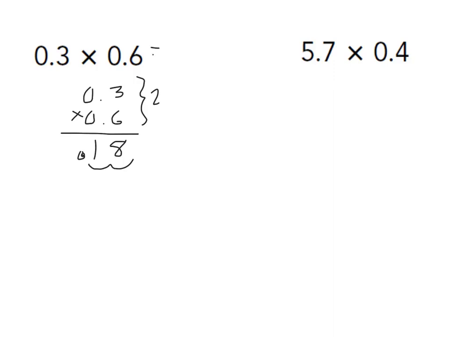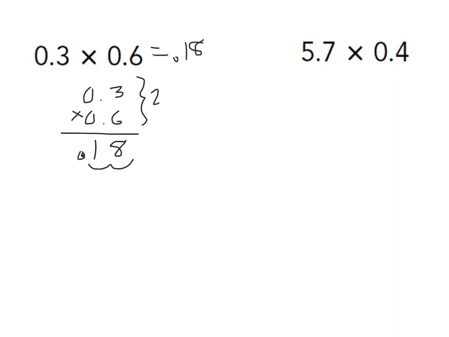3/10 times 6/10. Well, I know when I set this up, I'm well aware that in this problem there are 2 decimal points. So in my answer there's going to have to be 2 decimal points. 6 times 3 is 18. I'm pretty much done with this problem, except I need to remember 2 decimal places need to go over here. So I'll put my decimal point here. So my answer is 0.18 or 18 hundredths.